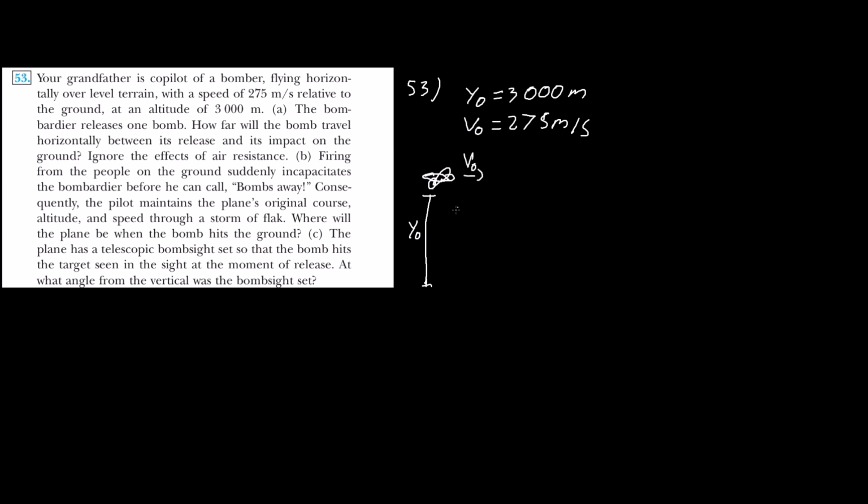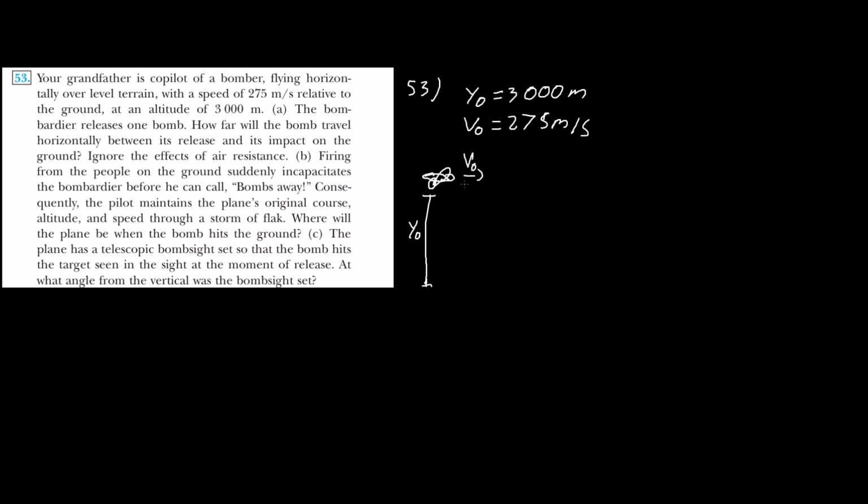The question is asking, the bombardier releases one bomb. How far will the bomb travel horizontally from when it's released to impact on the ground? This is pretty straightforward. Think about it this way, folks. You have a plane that's going to release a bomb. Once that bomb is released, it's going to carry that initial horizontal motion, which is 275 meters per second. That's always going to be a constant motion. Part of the motion is horizontal and part is vertical. Anyways, let's solve this.